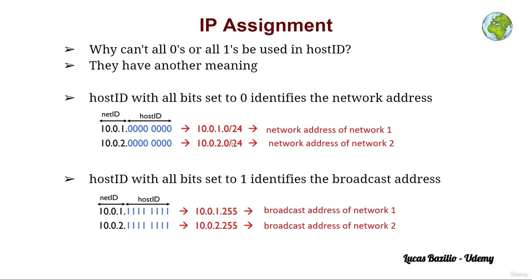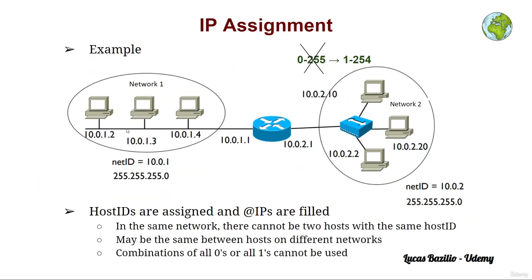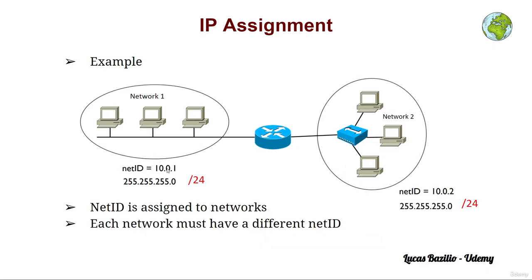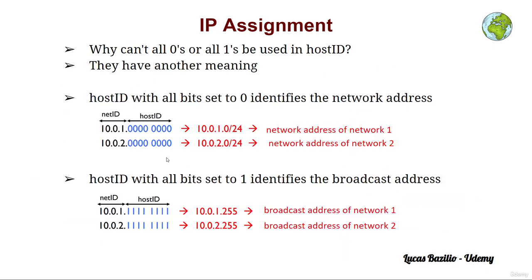So now, coming back to the example of network 1 and 2, where we use a mask of 24, if we here use the host ID with all of the bits set to 0, this identifies the network address. When we type now 1001, remember that this is the net ID that we selected for network 1, 1001. So if we type 1001 and then the host ID with all of the bits 0, we are representing the network address of network 1.